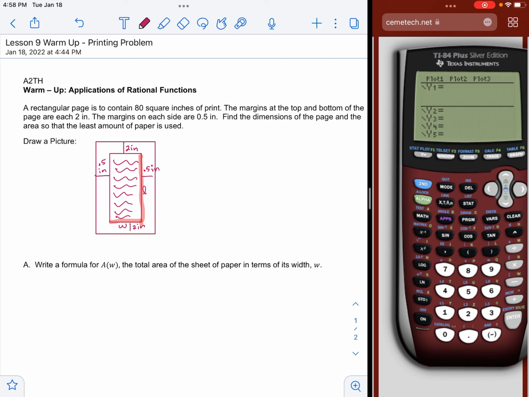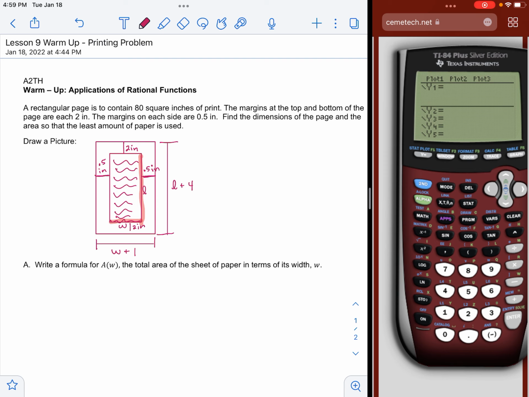All right, so let's think about the entire piece of paper. So this distance here is going to be, we've got this 1/2 inch on the left, and then we've got 1/2 inch on the right, and this is W here. So it's going to be W plus 1. And then if we think about the length of the entire piece of paper, I've got 2 extra inches on the top, 2 extra inches on the bottom. So I'm going to put L plus 4.